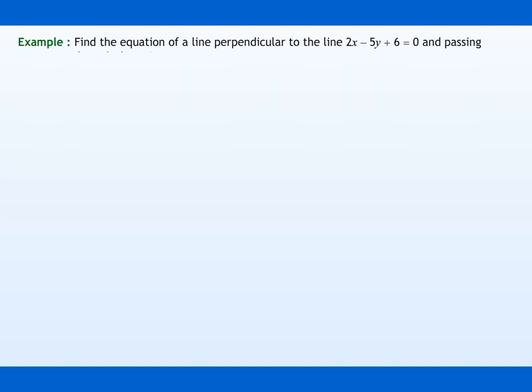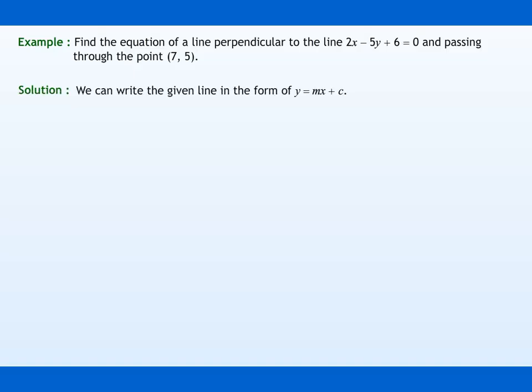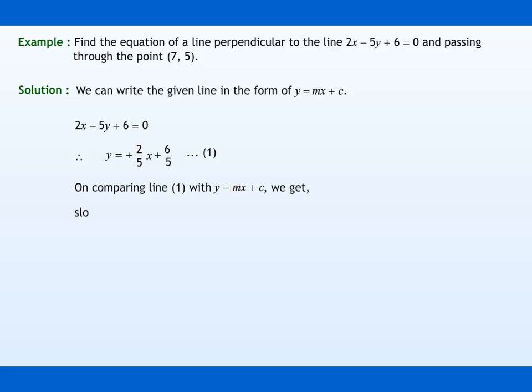Example. Find the equation of a line perpendicular to the line 2x minus 5y plus 6 is equal to 0 and passing through the point (7, 5). Solution. We can write the given line in the form of y is equal to mx plus c. 2x minus 5y plus 6 is equal to 0. Therefore, 5y is equal to 2x plus 6. Therefore, y is equal to 2 by 5 x plus 6 by 5. On comparing line 1 with y is equal to mx plus c, we get slope of line 1, m1, is equal to 2 by 5.